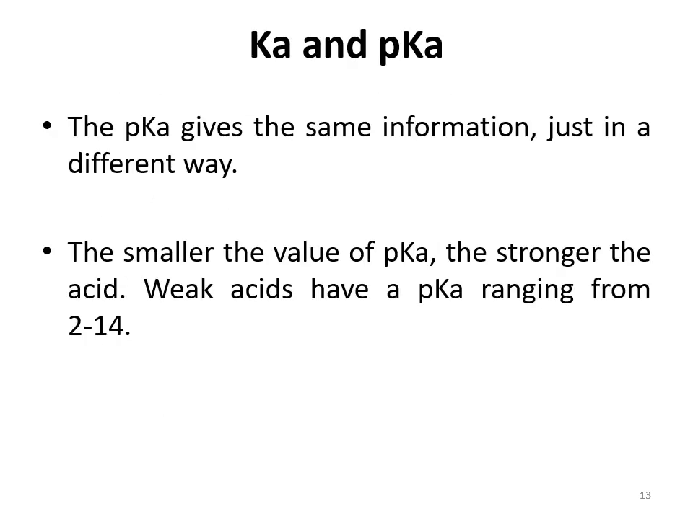This slide was discussed in the previous slide. The pK gives the same information just in a different way. The smaller the value of pK, the stronger the acid. Weak acids have a pK ranging from 2 to 14 because it is a negative log. The really weak acids are 10 raised to the power minus 2 to 10 raised to the power minus 14, and the pK value ranges from 2 to 14.